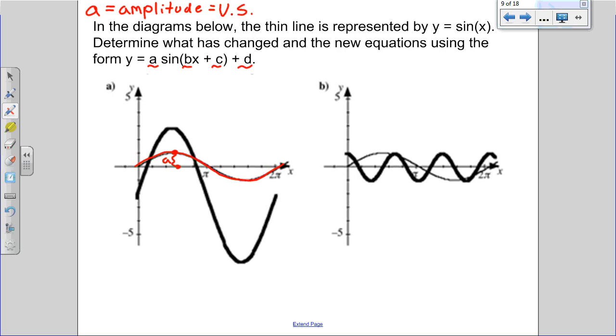The B variable is not the period. It affects the period. Let's make that very clear. The B variable is not the period. It affects the period. A bigger B value means a smaller period. A smaller B variable means a bigger period.